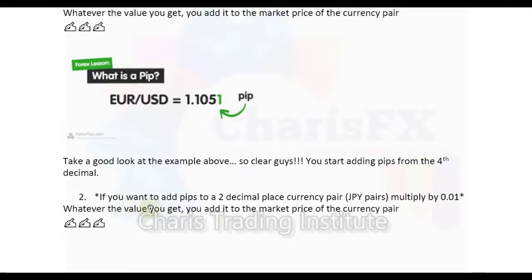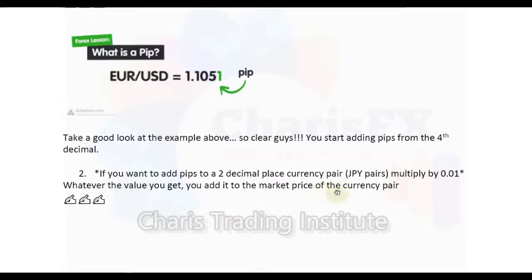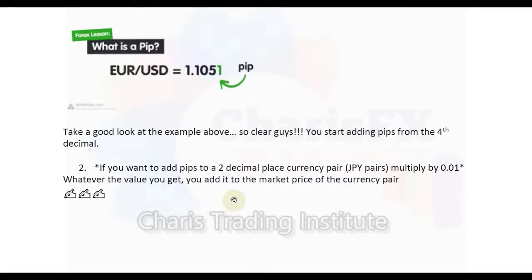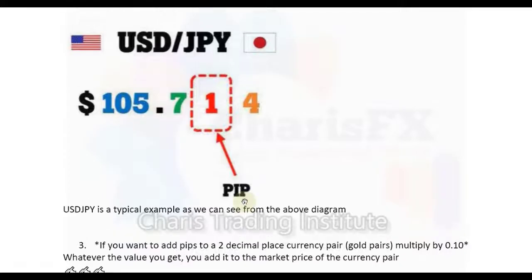Okay, number 2, if you want to add pips to a 2 decimal currency pair, simply multiply by 0.01. If it's a 4 decimal place pair, multiply by 0.0001. If it's a 2 decimal place currency pair, multiply by 0.01. Whatever value you get, you add it to the price of the currency pair. If you want to subtract, do the same thing, multiply and then you subtract. Whatever value you get, subtract it from the pricing of that currency pair.